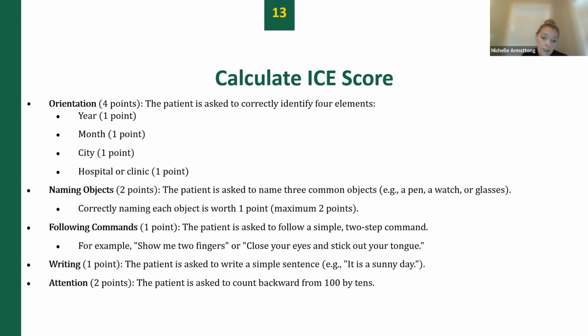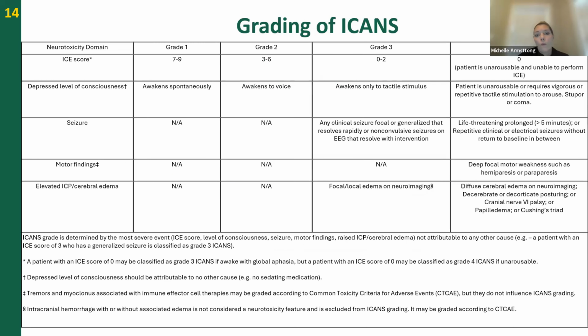Attention. That's going to get you 2 points, and that's when you ask the patient to count backwards from 100 by 10. So 100, 90, 80, 70, 60, and so forth. So you add all those points up, and it's going to be a score out of 10. With that I-score, you can grade your ICANS. So grade 1 is going to be an I-score of 7 to 9. Grade 2 is going to be an I-score of 3 to 6. Grade 3 is an I-score of 0 to 2, and grade 4 is an I-score of 0.